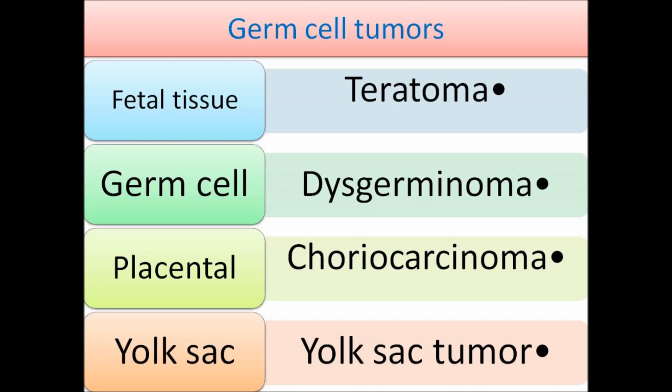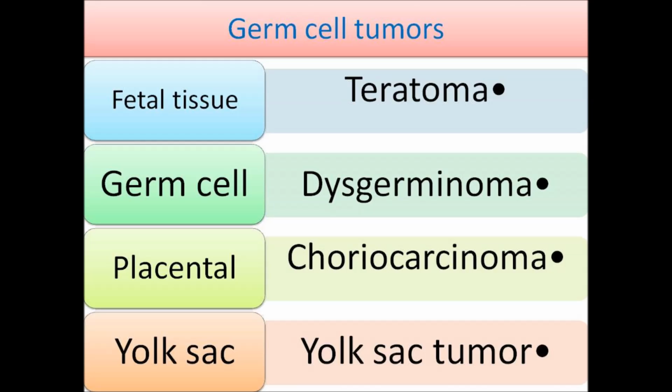Also, these cells will form another germ cells, another ova, and a tumor derived from these germ cells is known as Dysgerminoma. Also we have the placenta derived from these cells, which will give us the Choriocarcinoma. And also, if we remember from the embryology, we have the yolk sac derived from these germ cells, and we have the yolk sac tumor. So germ cells will give us fetal tissue that will develop into teratoma. Germ cell will give us Dysgerminoma. Placenta will give Choriocarcinoma, and the yolk sac will give the yolk sac tumor.